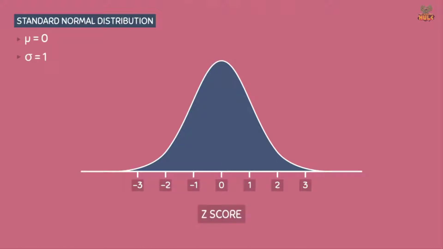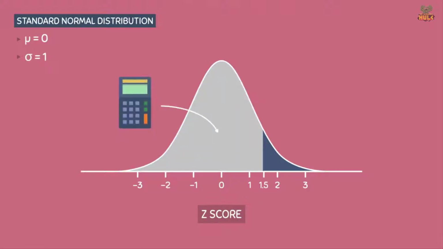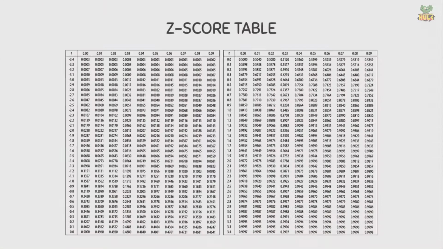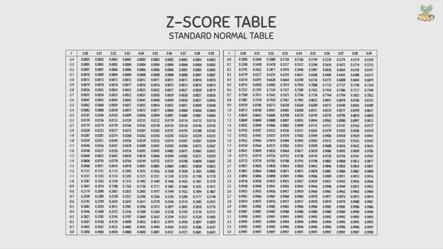A z-score tells us how many standard deviations an observation is from the mean mu. For example, a z-score of -2 tells me that I am 2 standard deviations to the left of the mean, and a z-score of 1.5 tells me that I am 1.5 standard deviations to the right of the mean. Most importantly, a z-score allows us to calculate how much area that specific z-score is associated with, and we can find out that exact area using something called a z-score table, also known as the standard normal table.